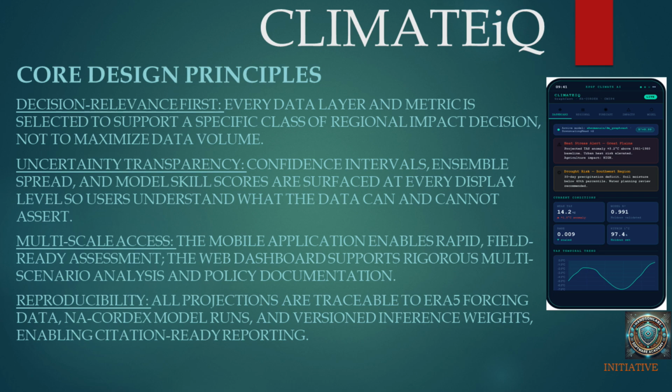Now let's look at the core design principles. Decision relevance first. Every data layer and metric is selected to support a specific class of regional impact decision, not to maximize data volume. Uncertainty transparency. Confidence intervals, ensemble spread, and model skill scores are surfaced at every display level, so users understand what the data can and cannot assert.